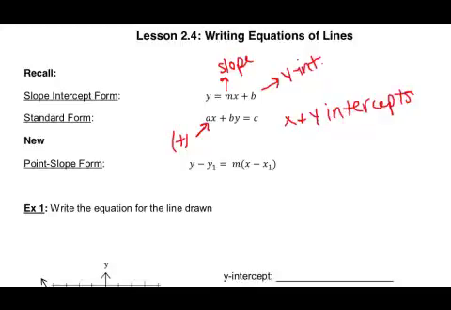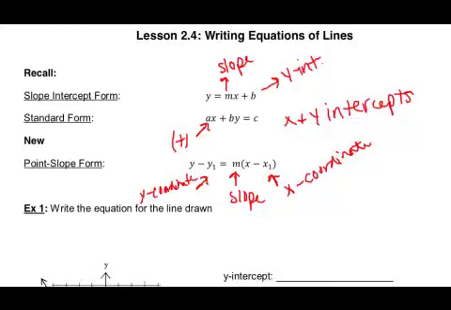And we're going to add one last way of writing equations of lines, and this is point-slope form. And actually point-slope form comes in very handy. In point-slope form, again the m is the slope as always, and x1 and y1 are just a point on the line. So x1 is just an x coordinate, and y1 is just a y coordinate. So to write an equation in point-slope form, we just need the slope and a point.